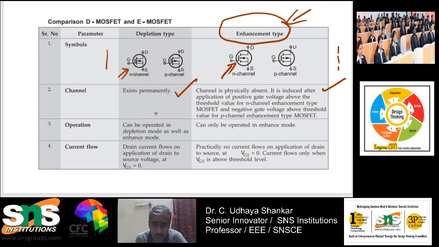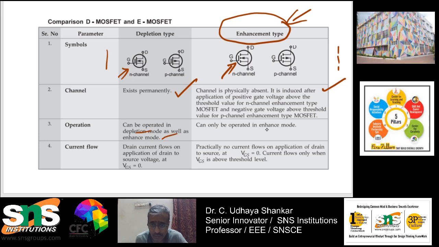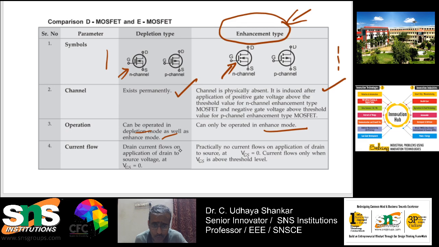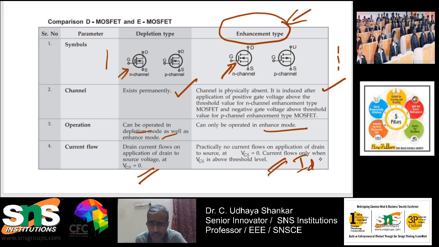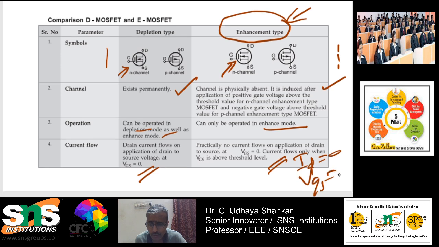Similarly, in terms of operation, there are two modes in the case of depletion MOSFET: one is the depletion mode, and the other is the enhancement mode. Whereas in the case of enhancement type, you have only one mode, the enhancement mode. Similarly, based on the current flow, in the depletion type the drain current will flow on application of the drain to source voltage, even at VGS equal to 0, a small current will flow. Whereas in the case of enhancement MOSFET, if VGS is 0, there will be no current. If VGS is 0, the drain current is 0.